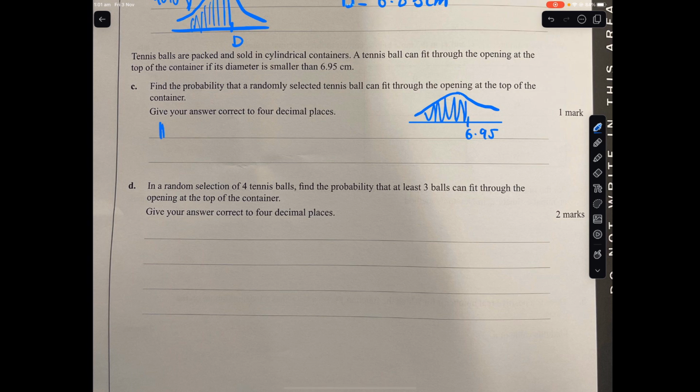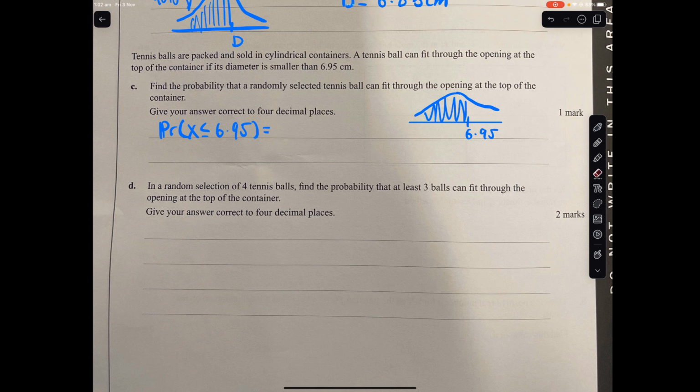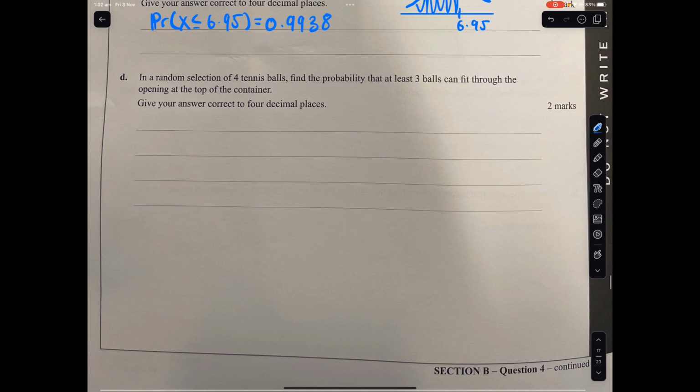Easy. So we just want to find the probability that, for example, x is less than or equal to 6.95, which is equal to what? I'm just going to use this, and say this one is 6.95, and the second, negative infinity. Is that right? No, not that one actually. This one, 0.1. This one's supposed to be 6.95, and this one's negative infinity. And we get this, so let's write that down. To 4 decimal places, that's 0.9938.